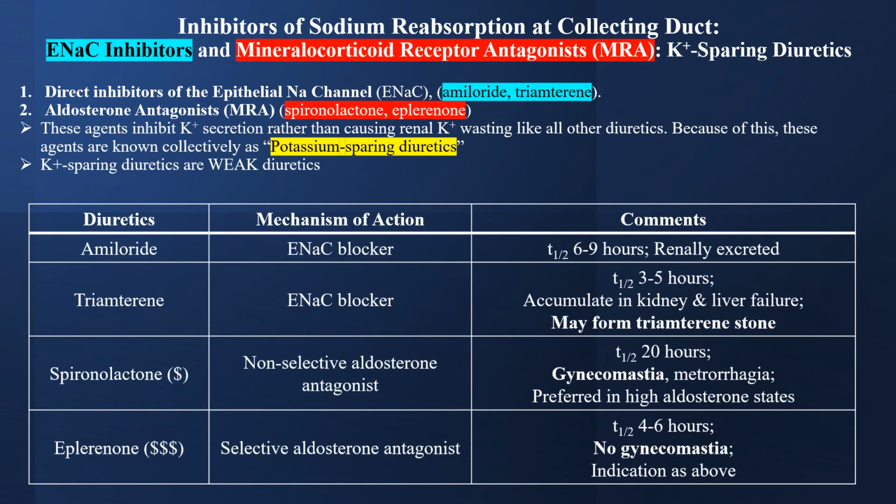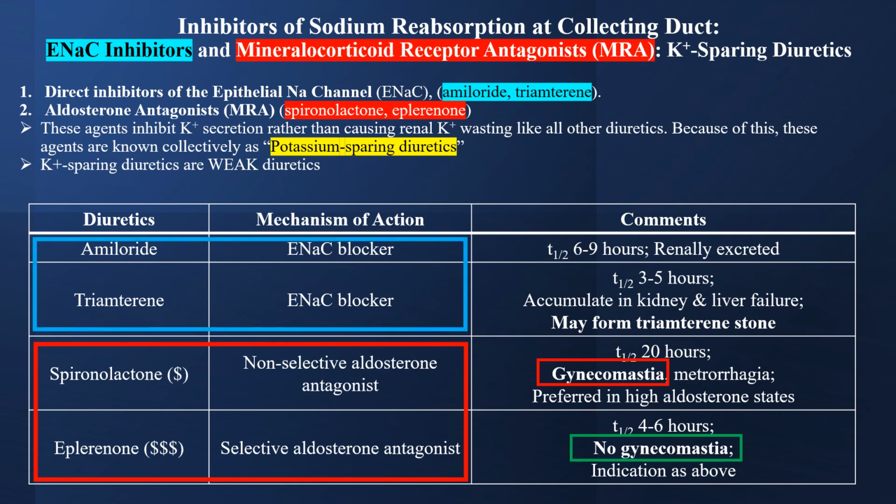Let's now discuss a few characteristics about these agents. Spironolactone is a non-selective MRA. It does not just bind to mineralocorticoid receptors, but also to sex hormone receptors. Because of this, spironolactone can cause breast tissue enlargement, called gynecomastia, which may not be well tolerated by male patients. Eplerenone, on the other hand, is a relatively selective MRA that does not have high affinity for sex hormone receptors and does not cause gynecomastia.